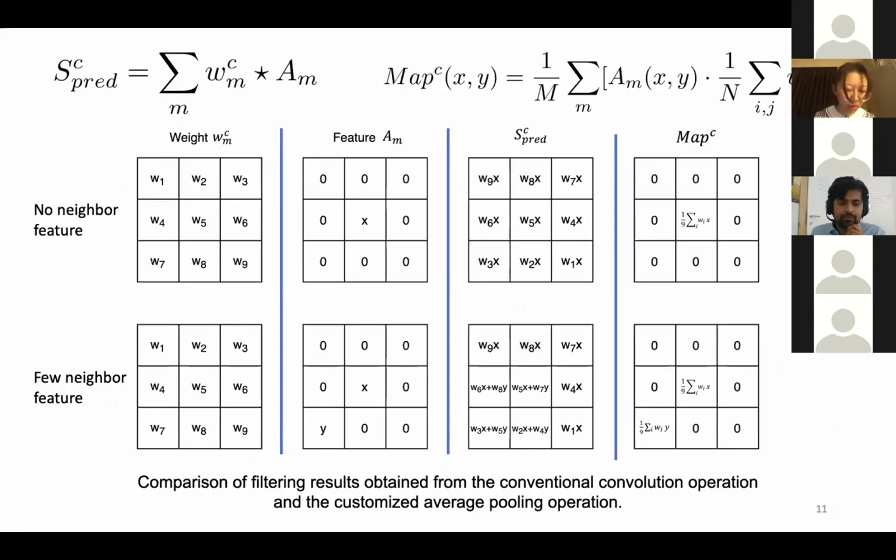Here are two toy examples. The feature map in the first line has no neighbors, and the second one has only one neighbor. We can observe with a conventional formula. The result is very dense, while our proposed method can still preserve the sparsity.